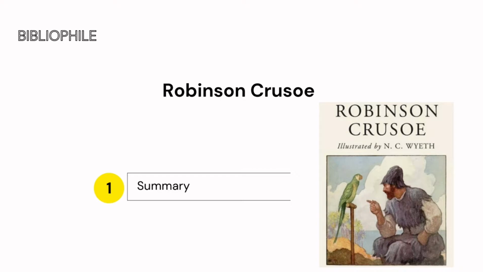What follows is a short summary of the main plot of Robinson Crusoe, followed by an analysis of this foundational novel and its key themes. Robinson Crusoe. Summary. The novel, famously, is about how the title character, Robinson Crusoe, becomes marooned on an island off the northeast coast of South America.